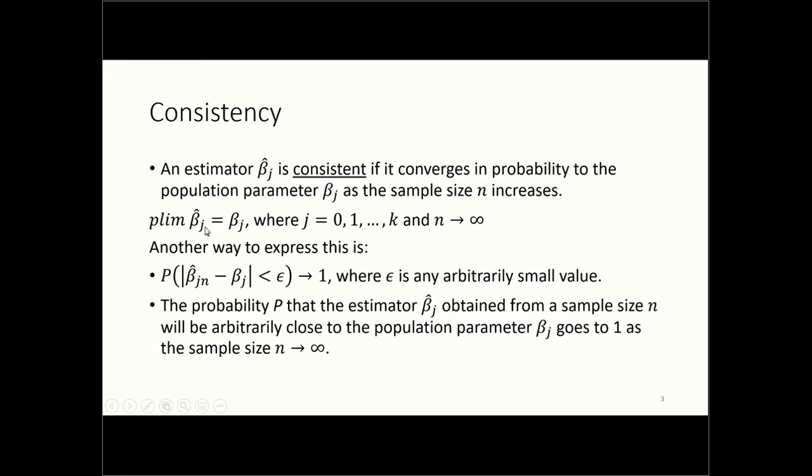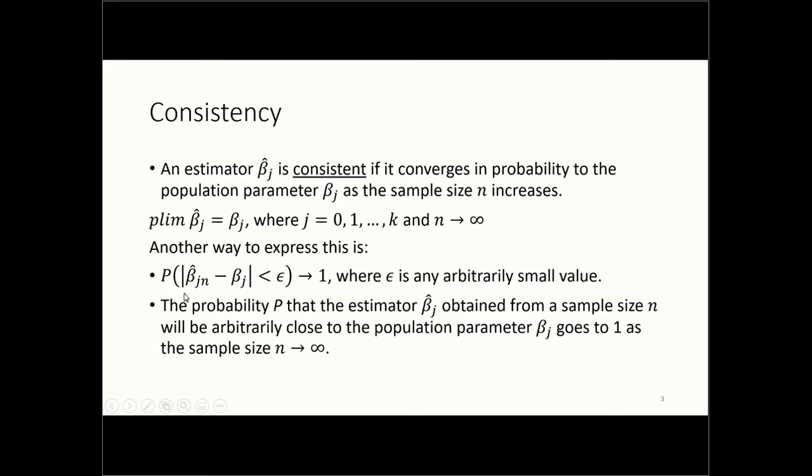In other words, to put it in a mathematical formula, it's the same as the probability in the limit of the coefficient or the estimator beta hat j equals the population parameter beta j when n, the sample size, goes to infinity. And this is true for any j. So for all of the independent variables, the coefficients of these variables would be converging in probability to the population parameter. Another way to express this is with the following formula.